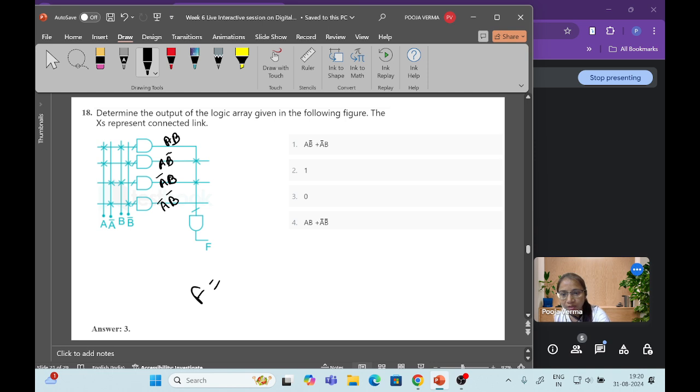So the first one is A B dash, because here it is not an OR, it is an AND. So we have to check for that also. A dash B. If we AND all those, A dash B B dash, that will be 0, because A dash will be cancelled out and B dash is also cancelled out. The final output F is 0. So option 3 is the correct answer.